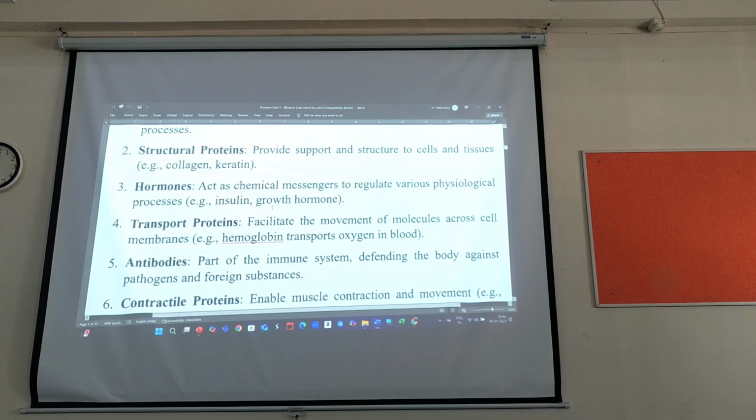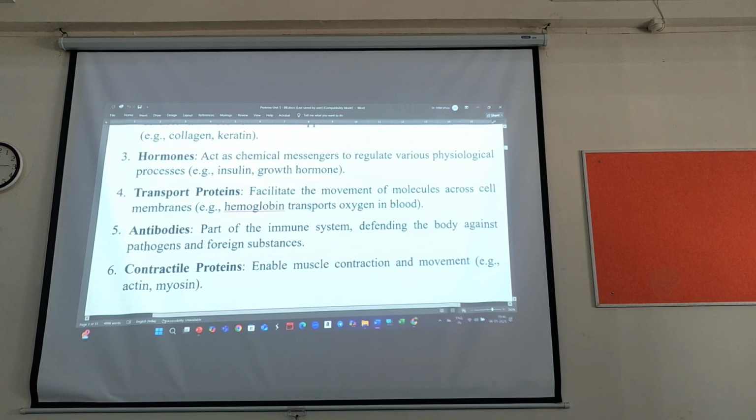So structural proteins are there, which provide support and structure to cells and tissues. For example, collagen protein and keratin protein. Then hormones, they also act as chemical messengers to regulate or control various physiological processes. For example, insulin and growth hormone.